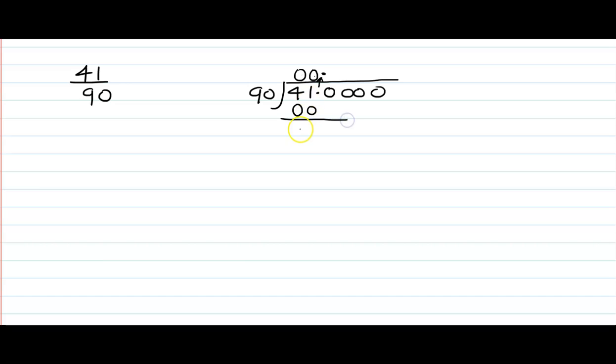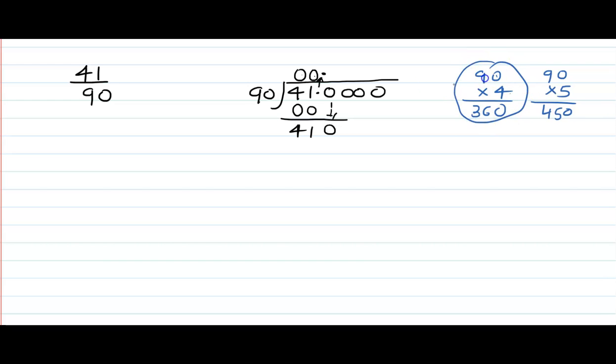So 41 take away 0 is 41, and then this 0 is coming down. So we got 410. Let's see how many 90s are going in 410. 90 times 4, 4 times 0 is 0, 4 times 9 is 36. We got 360. So 360 is less than 410. Let's go for another number, 5. 5 times 0 is 0, 5 times 9 is 450. 450 is more than 410. So we are going for 4. 4 times 90 is 360.